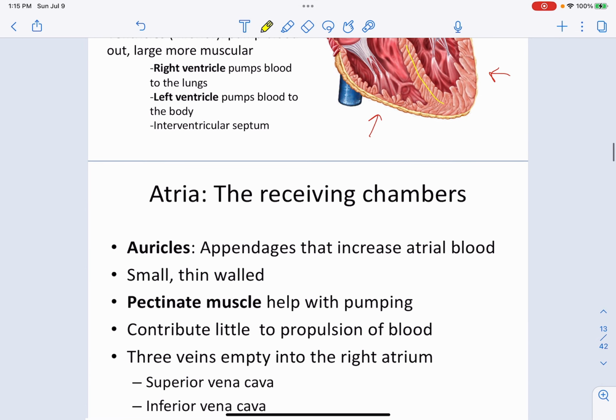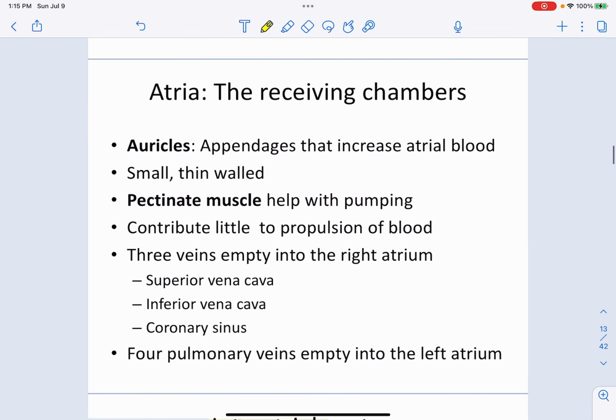Let's take a closer look at the atria. Again, these are the receiving chambers. They contain something called auricles. Auricles kind of remind you of the outside portion of the ear, hence the name. These appendages allow for an increased amount of atrial blood that can be contained within the atria.